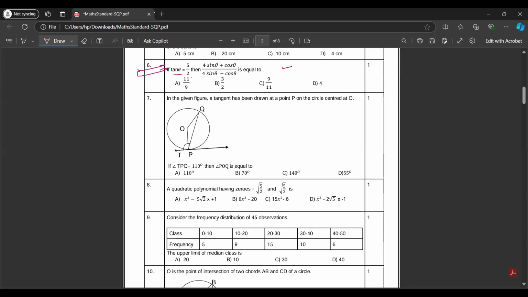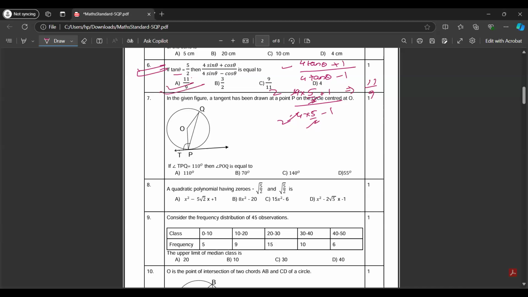Simplest method: we can divide numerator and denominator by cos theta. So you will get 4 tan theta plus 1 upon 4 tan theta minus 1. It is clear? Yes, ma'am. Put the value of tan theta: 4 into 5 by 2 plus 1 upon 4 into 5 by 2 minus 1. Ma'am, we can do it in another way also, no? Yes, but it takes more time and it will be very lengthy. And it carries only 1 mark. So 5 to the 10. It will be 11 by 9.